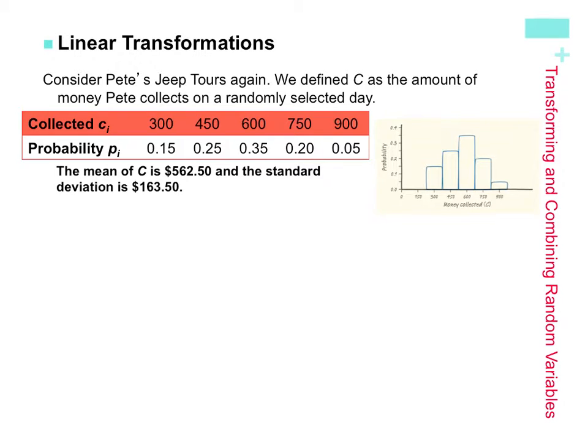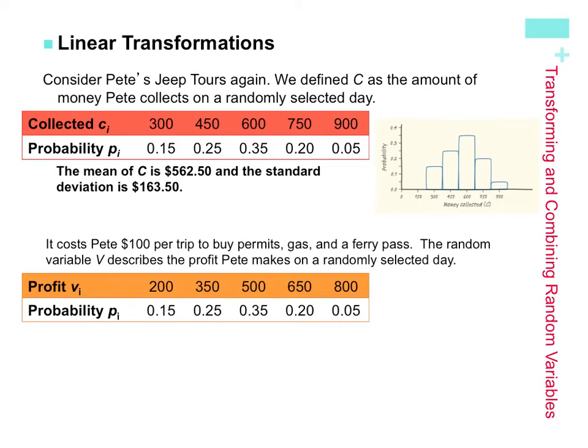So after we found that Pete collected $150 from each passenger, we ended up with a new chart because we have a new random variable, the amount of money Pete collects on a randomly selected day. We also found that we had a new mean and standard deviation. All I had to do was multiply my previous mean and standard deviation, because multiplication by a constant just multiplies each of your values.